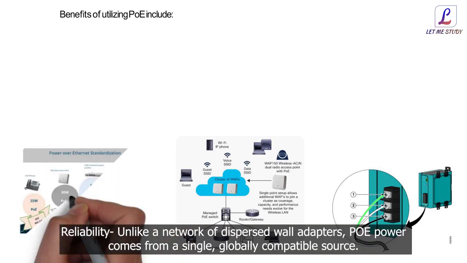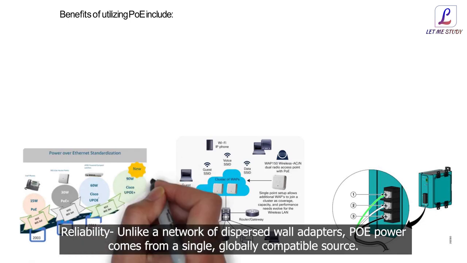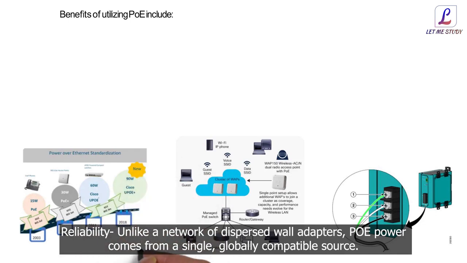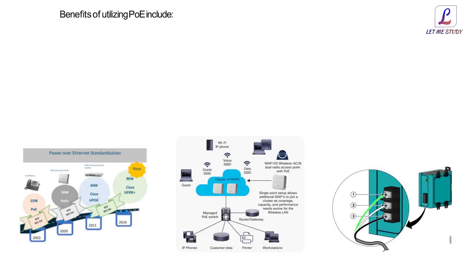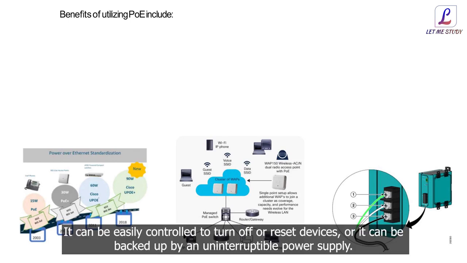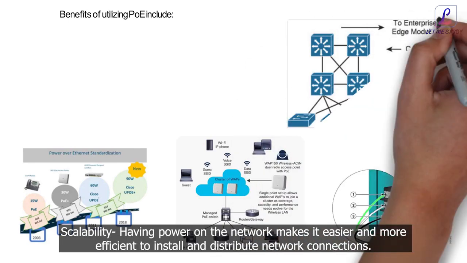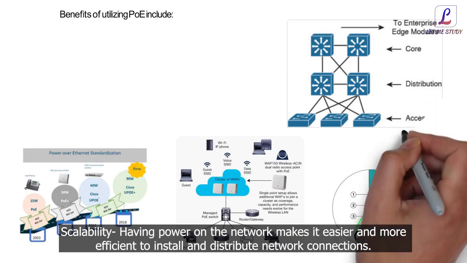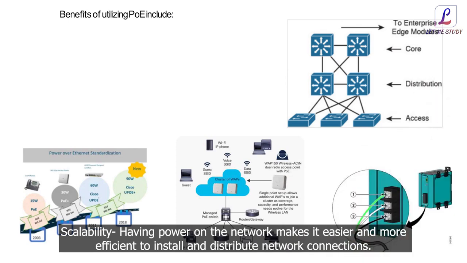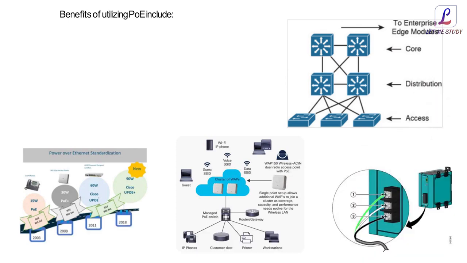Reliability. Unlike a network of dispersed wall adapters, PoE power comes from a single, globally compatible source. It can be easily controlled to turn off or reset devices, or it can be backed up by an uninterruptible power supply. Scalability. Having power on the network makes it easier and more efficient to install and distribute network connections.